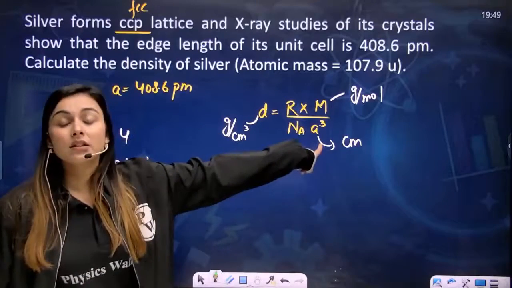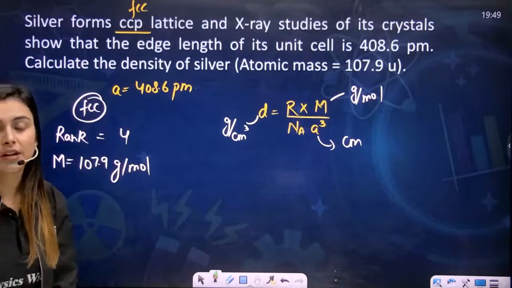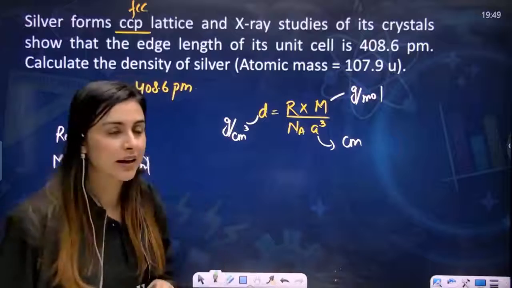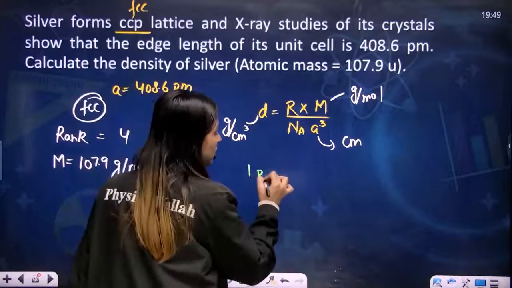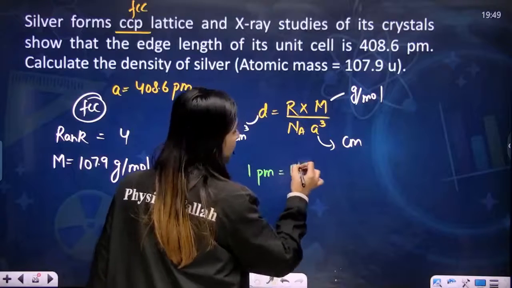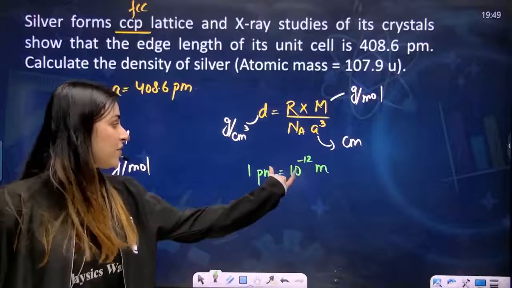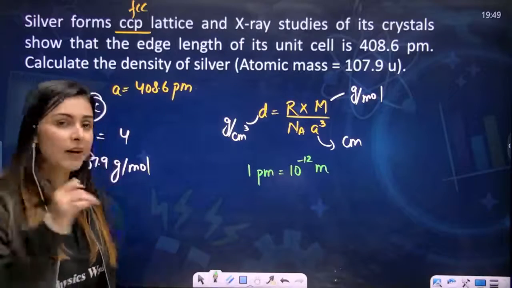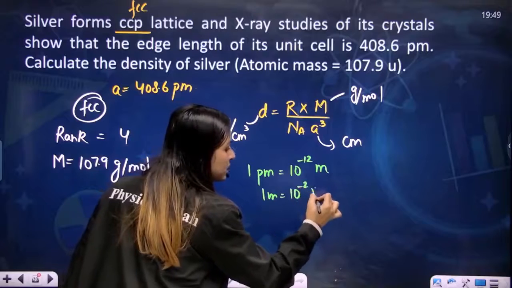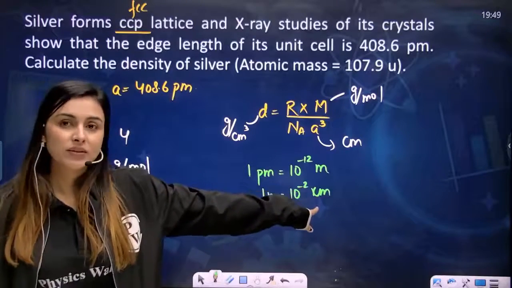So now we have calculated this and this. We need the edge length in centimeters, but we have edge length in picometer. So we'll have to convert picometer into centimeter. How are we going to do that? You know that 1 picometer is equal to 10 raised to the power minus 12 meters.